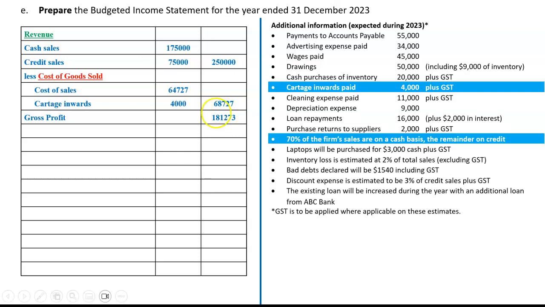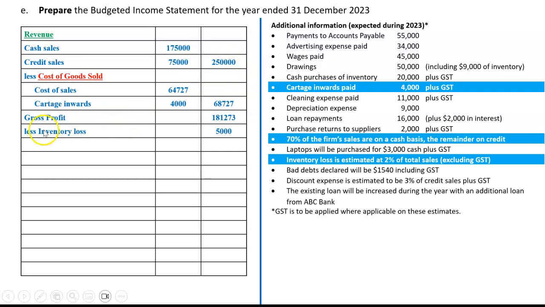So now we need to focus on what's the next section to look for. And that would be, are there any inventory losses or inventory gains? And in this case, it says here, if we just scroll through our info, inventory loss is estimated at 2% of total sales, excluding GST. So that would be 2% of 250,000. So we're going to put this here. Now I put it in the second column. I usually put the item in the first column. The only reason I did that is because it's the only item in its section. And if you put it in the first column, that's okay too. It doesn't matter. And that will give me what's called an adjusted gross profit, which is 181,273 less $5,000 inventory loss will be the adjusted gross profit.